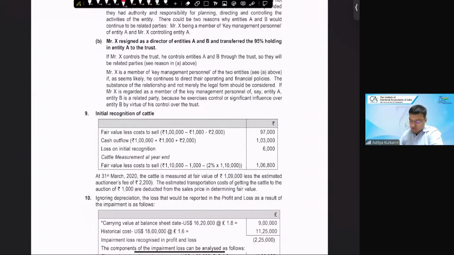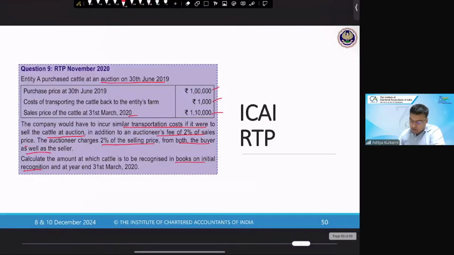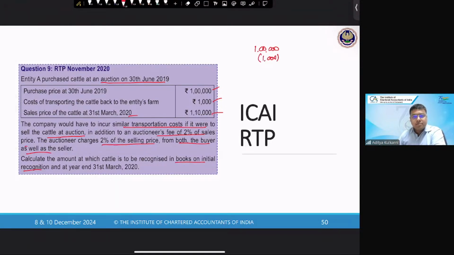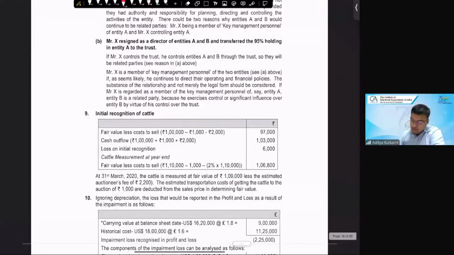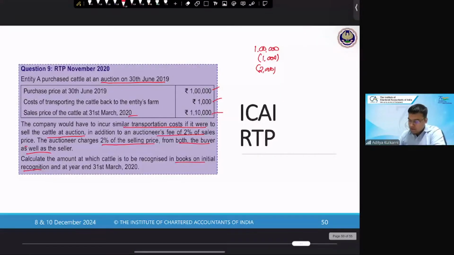Okay. So now, purchase price is 1 lakh initially. From here, I will deduct the transportation cost, 1,000. And from here, I will also deduct auctioneer's costs, 2,000. So that comes to how much? 97,000. So you will be measuring the cattle at 97,000.